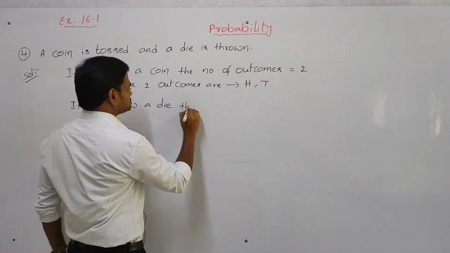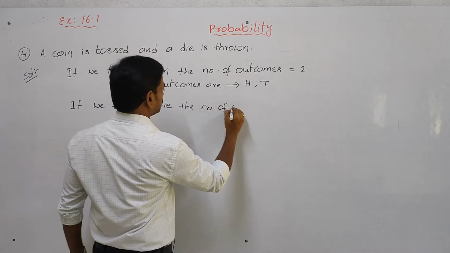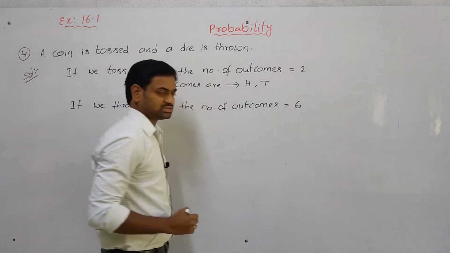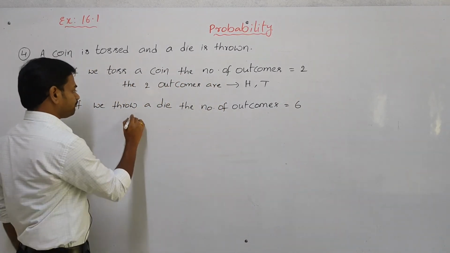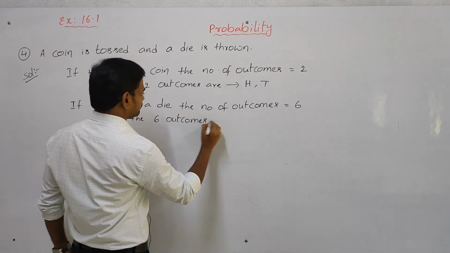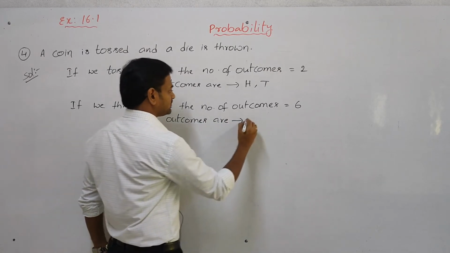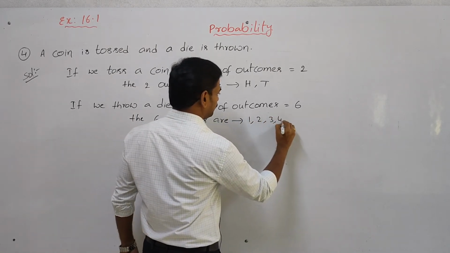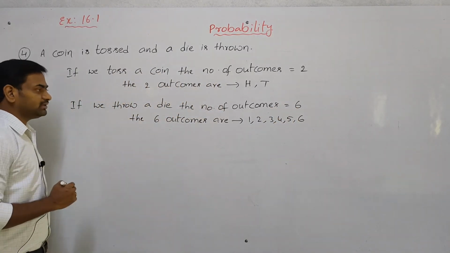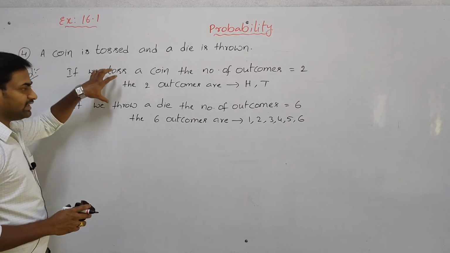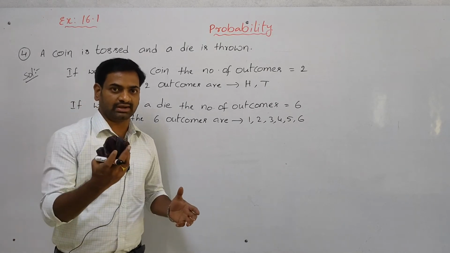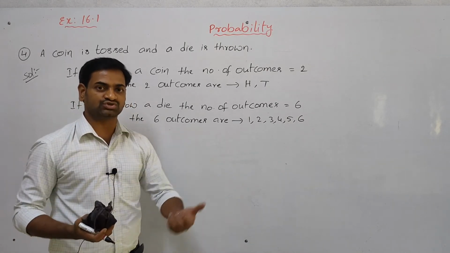Next, if we throw a die, the number of outcomes is equal to how many? 6. So what are the 6 outcomes? 1, 2, 3, 4, 5, 6. Now see, he is doing both these activities at a time. With one hand he is throwing a die, with one hand he is tossing a coin.